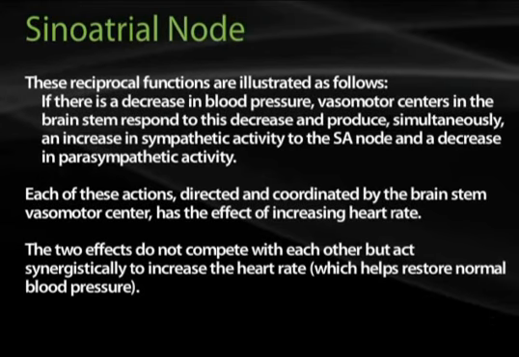If there is a decrease in blood pressure, vasomotor centers in the brainstem respond to this decrease and produce, simultaneously, an increase in sympathetic activity to the SA node and a decrease in parasympathetic activity. Each of these actions, directed and coordinated by the brainstem vasomotor center, has the effect of increasing heart rate. These two effects do not compete with each other, but act synergistically to increase the heart rate, which helps restore normal blood pressure.